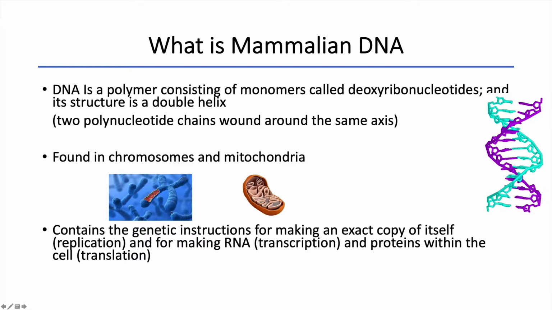DNA is not only found in the nucleus in the form of a chromosome, but is also found in the energy organelles called mitochondria. The DNA is like a blueprint that contains the instructions for making an exact copy of itself. This process is called replication, and it also contains the information for the formation of an RNA message. This process is called transcription. This message eventually is translated to cellular proteins that are necessary for the function and survival of the cell.